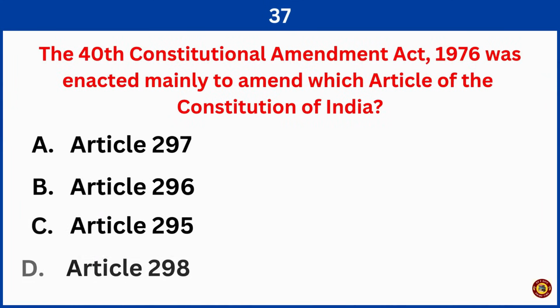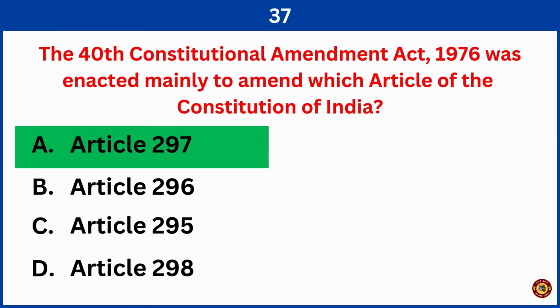The 40th Constitutional Amendment Act 1976 was enacted mainly to amend which article of the Constitution of India? Right answer is option A, Article 297.